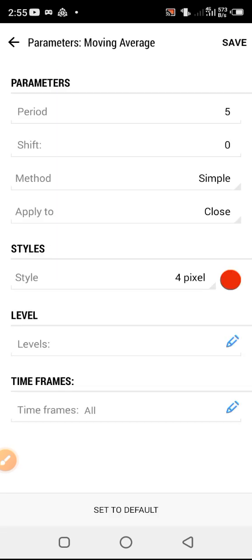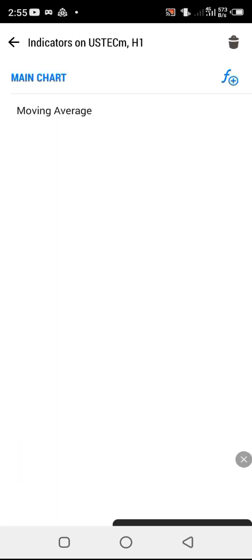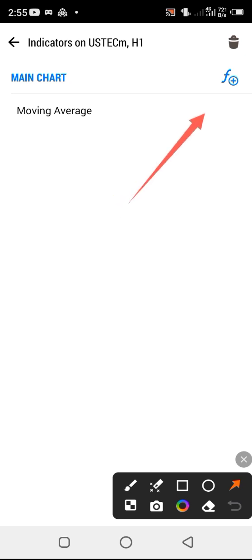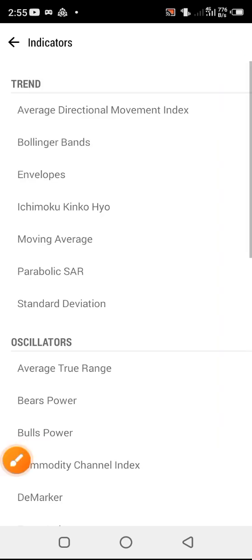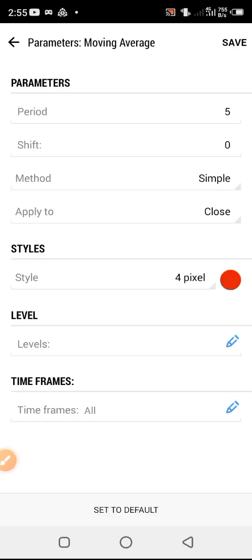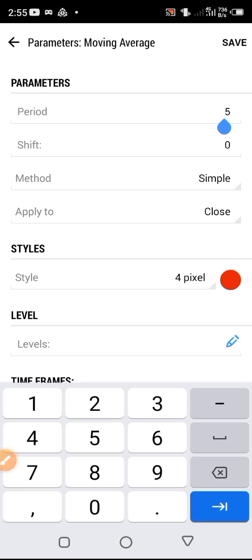Of course, you click on this F plus again, meaning you want to add another indicator. Click on it, click on moving average again. It's going to bring the settings of the first one you did, but don't worry, you have to change the settings. This one that is 5, turn it to 50. You can see I've turned it to 50.